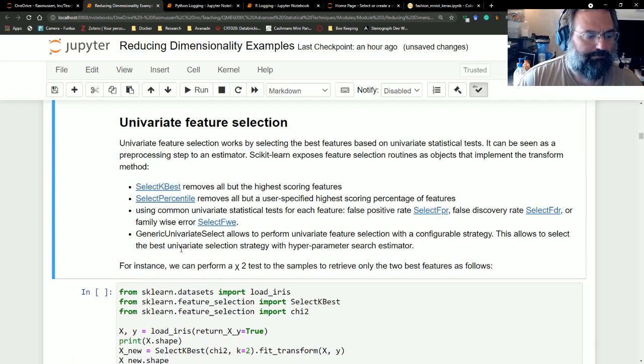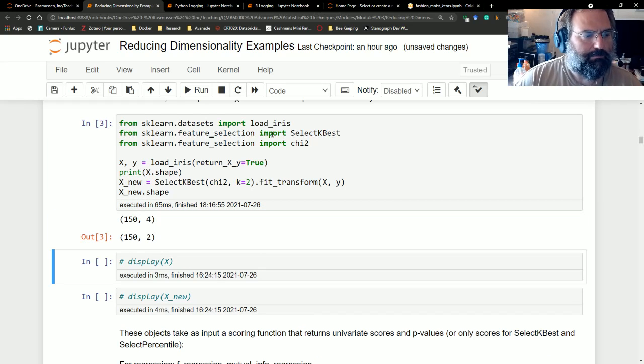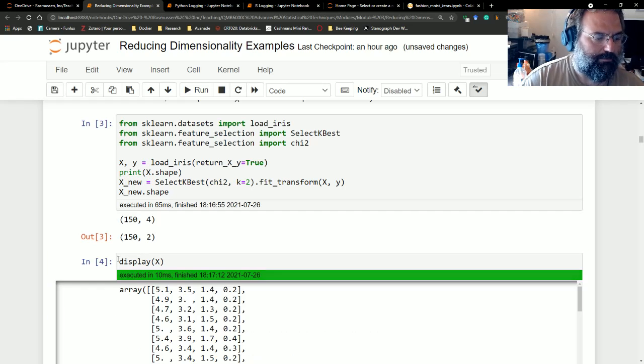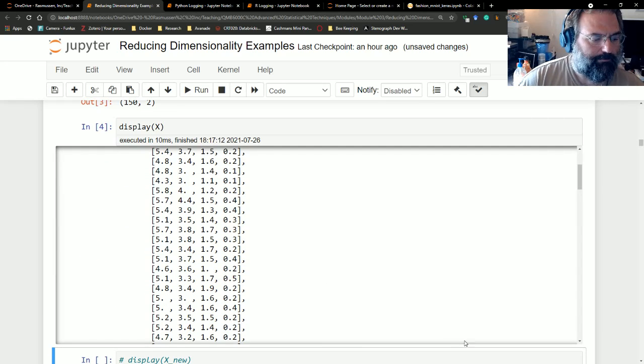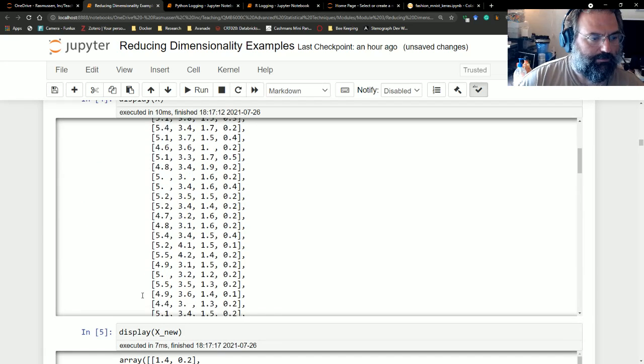Univariate feature selection is a similar sort of concept, and this is about figuring out the mechanisms of which one of those you want to get rid of. So another example, taking iris, because you can't have a conversation without talking about flowers. This got rid of two of the dimensions, figuring out that they don't necessarily add that much value. If we care about what they are, we can display them. That's what it was before and after. And again, it just got rid of two of the columns.